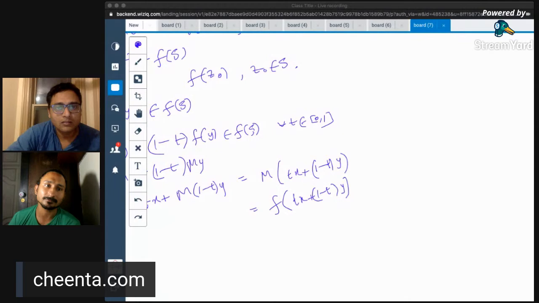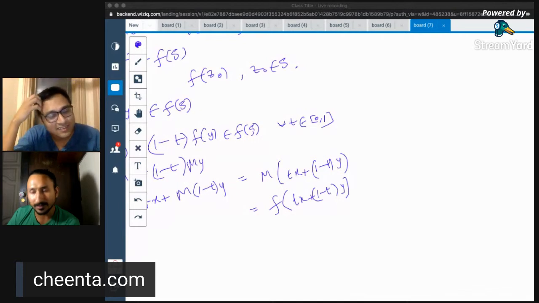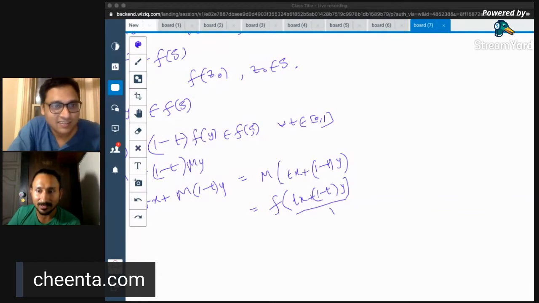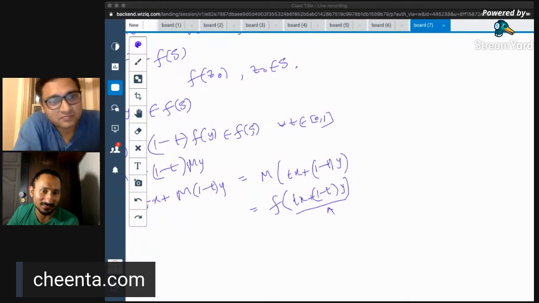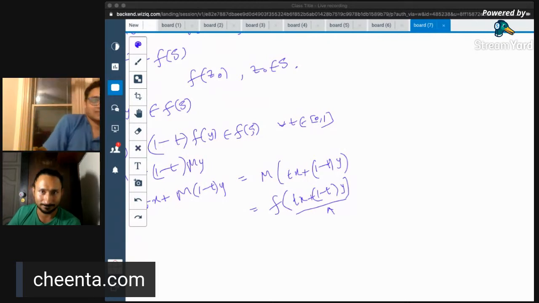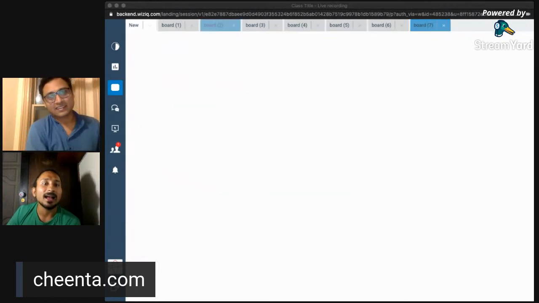But tx plus (1 minus t)y was already inside because of the convexity of the earlier set. So as x and y are in S, this thing is also in S. That's something we don't need to check anymore. So if S is convex, then f(S) is also convex. Excellent, all three boxes are checked.